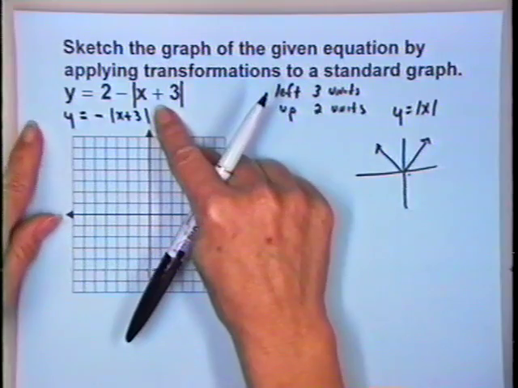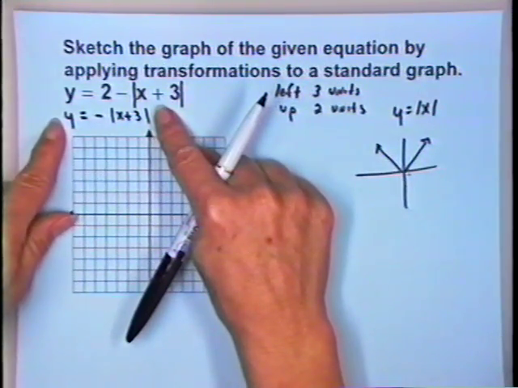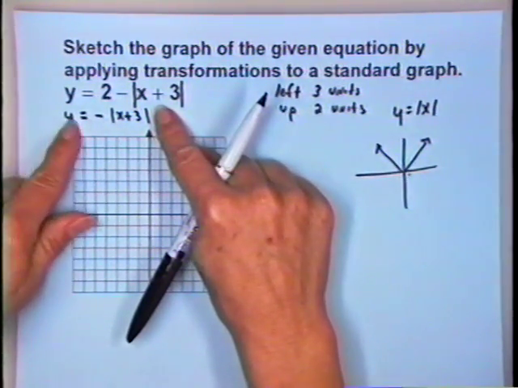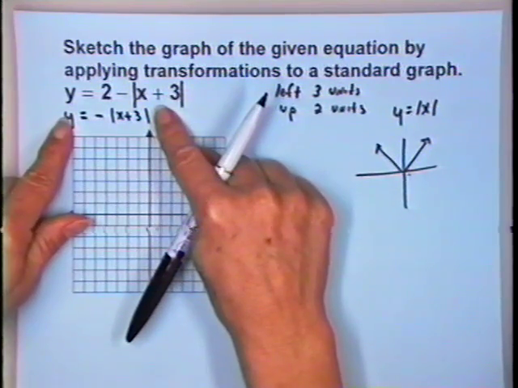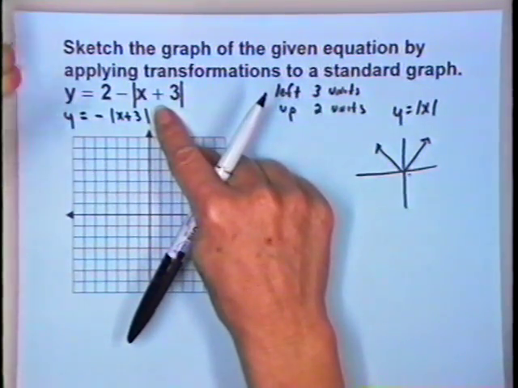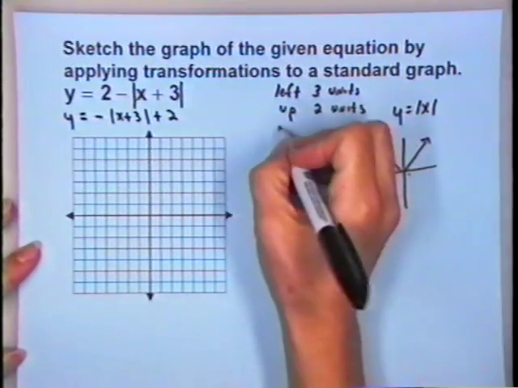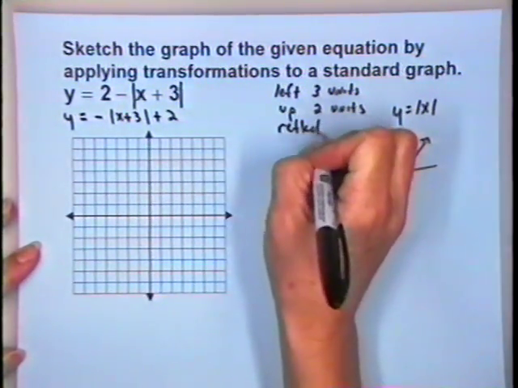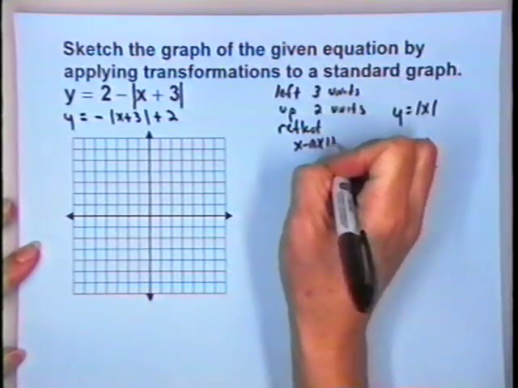If that wasn't there, we could multiply both sides, couldn't we? Get negative y and get a positive here. The negative is with y, isn't it? Okay? So if the negative is with y, we're going to do what? Reflect over the x-axis.